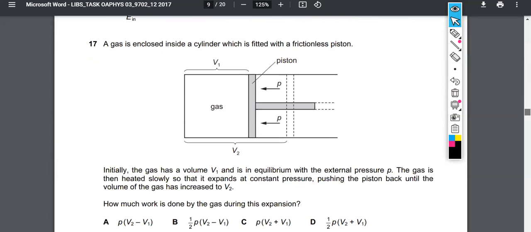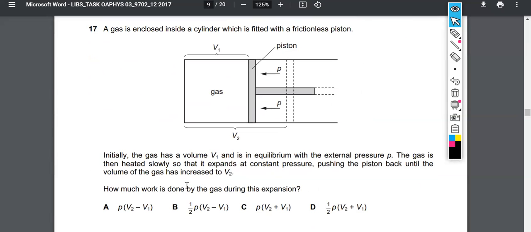And so for question number 17, the correct answer would be A, and that's just realizing that the change in volume is the final minus the initial.